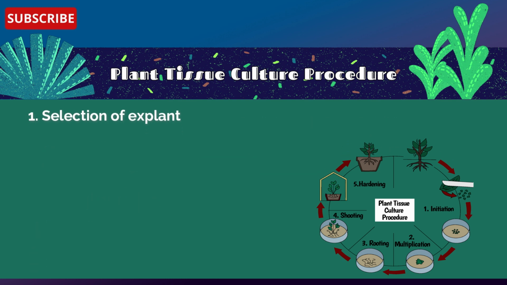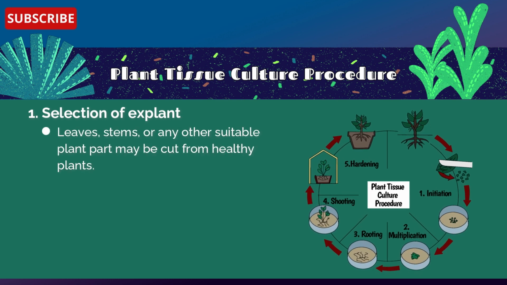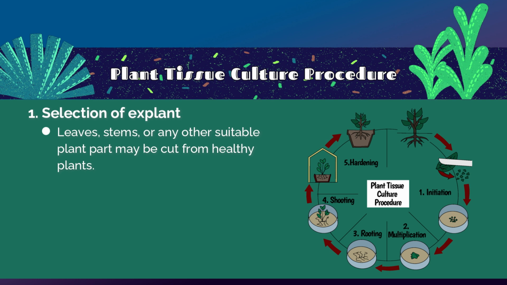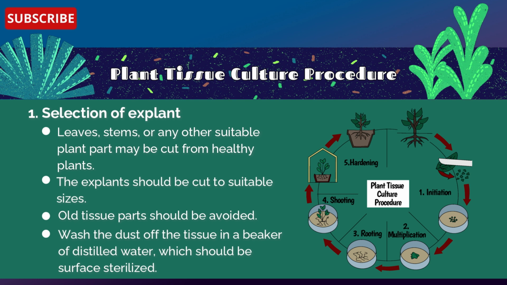Hardening. In the first step, selection of explant, leaves, stems, or any other suitable plant parts may be cut from healthy plants. The explant should be cut to suitable sizes. Old plant tissues should be avoided. Wash the dust off the tissue in a beaker of distilled water, after which it should be surface sterilized.